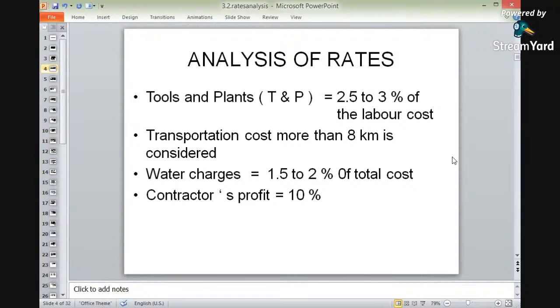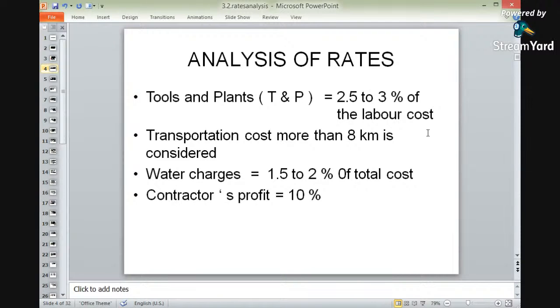Again, how much cost will be taken care of by the tools and plants? How much from the total amount will be taken? Near about 2.5 to 3% of the labor cost is taken for the tools and plants, because we are reducing the efforts of the labors. We are substituting the efforts of labors with the help of tools and plants, therefore it is taken from the labor cost. So it is not taken from the total cost, it is taken from the labor's cost, that is 2.5 to 3% of the labor's cost.